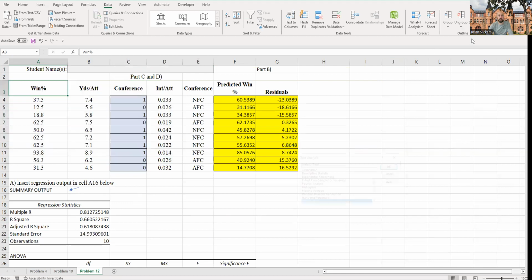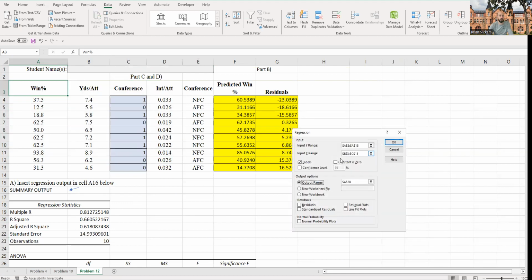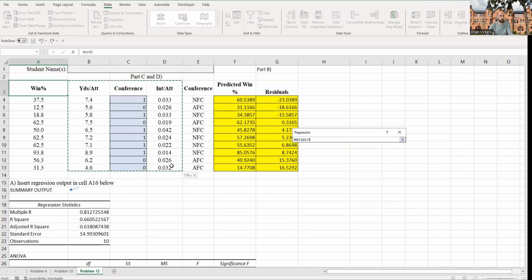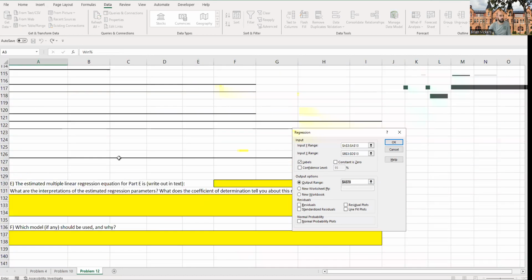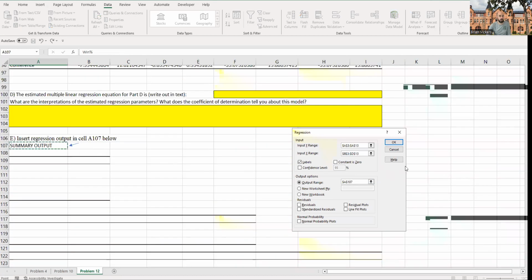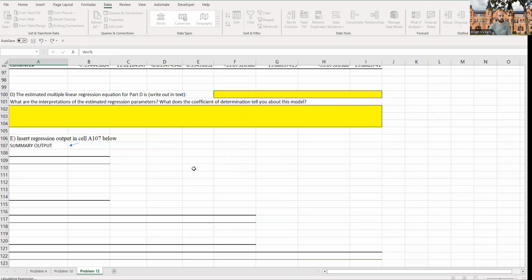So I'm going to go data analysis, regression, OK. And when I select the X input range, I'm going to select all three of these. So again, that's why you've got the Y variable on the far left when you have multiple regression, so you can group all the X variables together. We're going to output these all the way down to this one, hit OK.